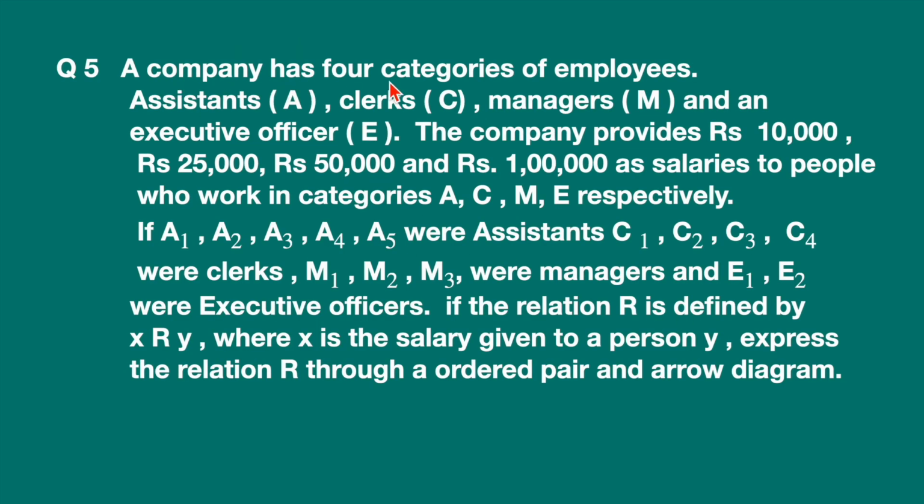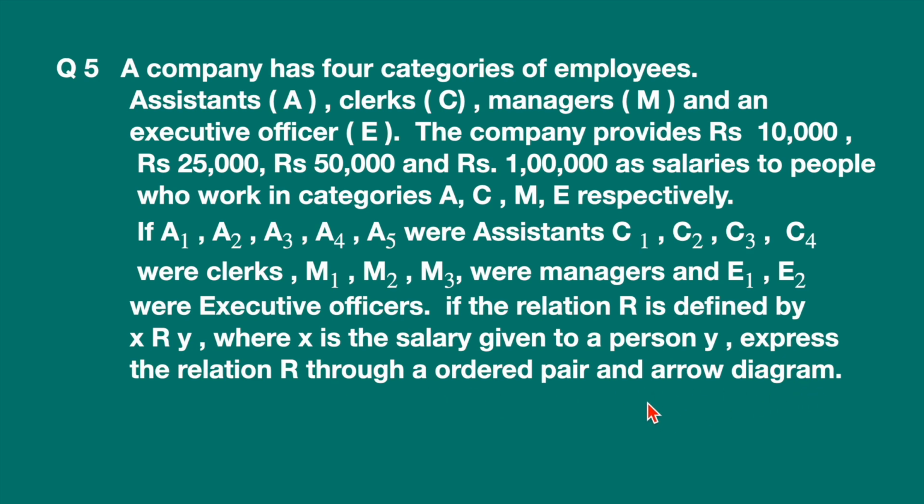Question 5. A company has 4 categories of employees: assistants, clerks, managers and an executive officer. The company provides rupees 10,000, 25,000, 50,000 and 1 lakh as salaries to people who work in categories A, C, M, E respectively. If A1, A2, A3, A4, A5 were assistants, C1, C2, C3, C4 were clerks, M1, M2, M3 were managers, and E1, E2 were executive officers, and the relation R is defined by xRy, where x is the salary given to a person y, express the relation R through ordered pairs and arrow diagram.